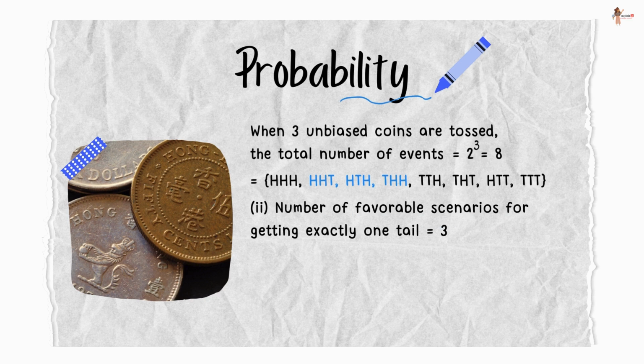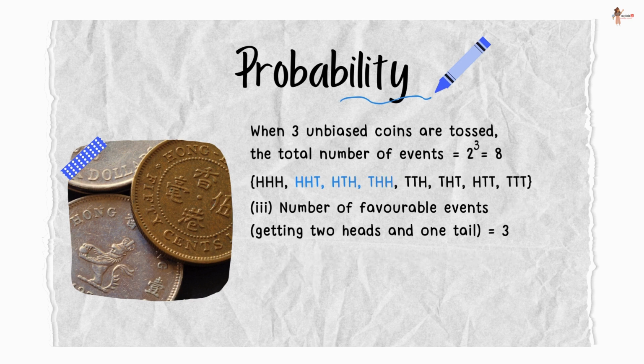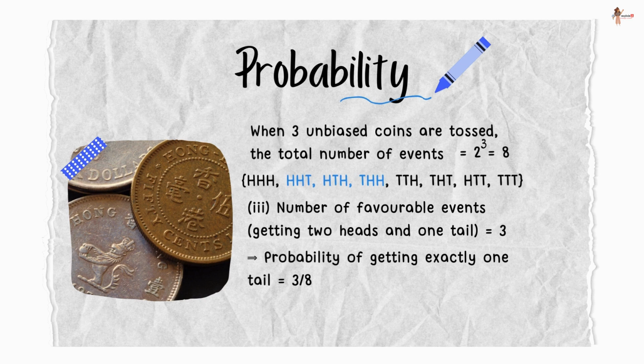Now the number of favorable scenarios for getting exactly one tail is 3. That means the probability is 3 by 8. And the probability of getting two heads and one tail would also be 3, so the probability would be 3 on 8.